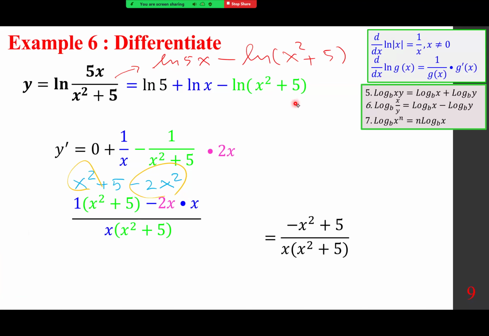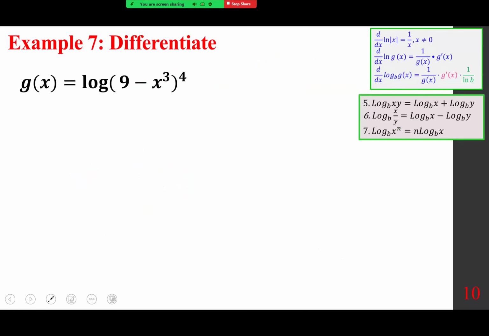Decomposing the log makes it easier and faster to differentiate. G of x is log of 9 minus x cubed to the power of 4. We want to differentiate that. And we're going to decompose the log by using the power rule and putting number 4 in front first.